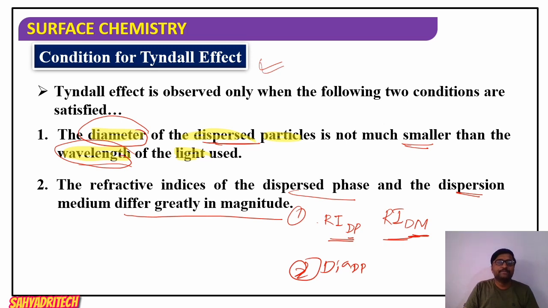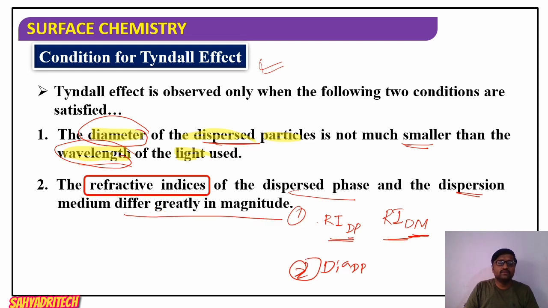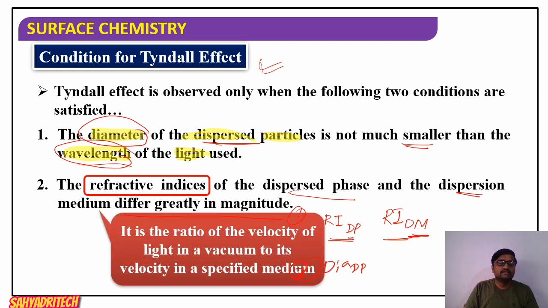Well, now here I said refractive indices. So what is it? The refractive index is a ratio. It is a ratio between what? The ratio of velocity of light in vacuum to the velocity in a specific medium.